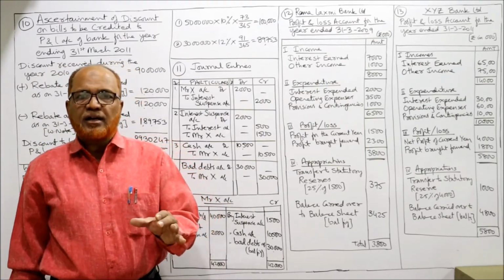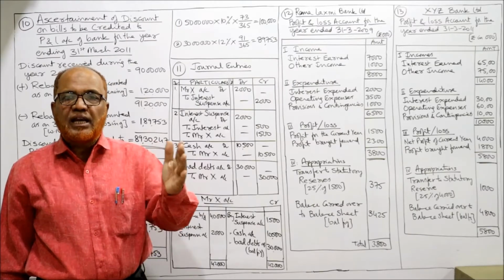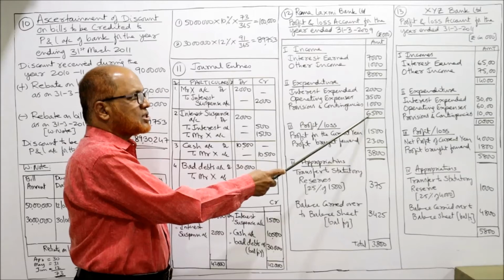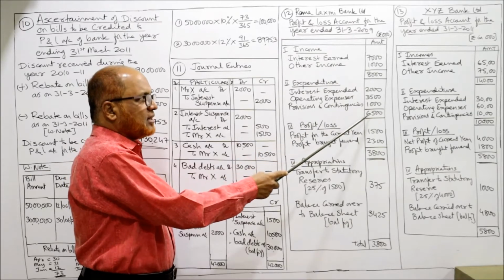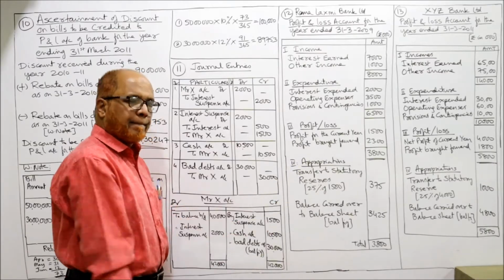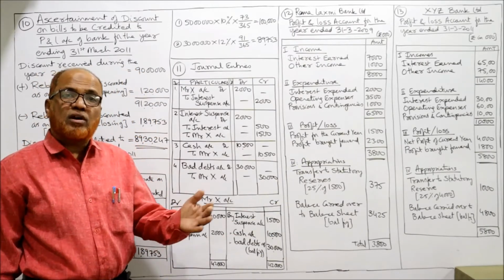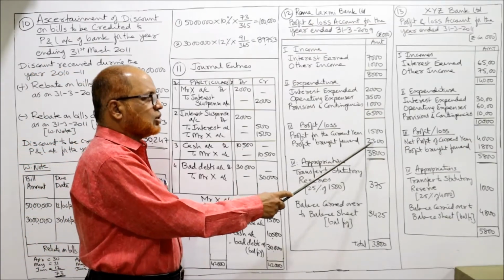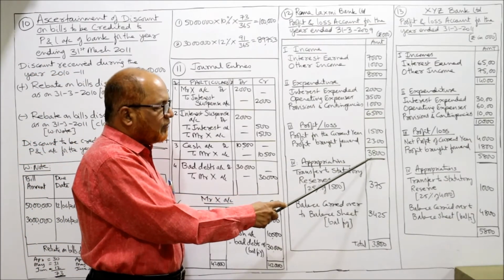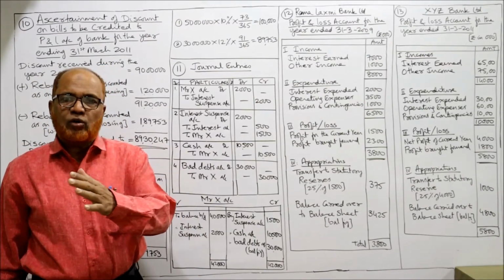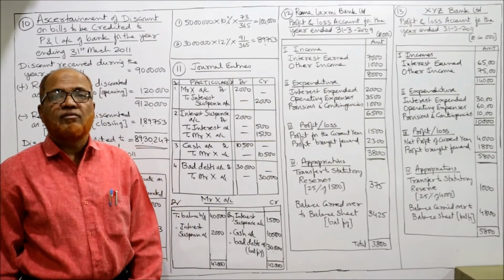So during the current year, how much profit earned? Income minus expenditure. Income 8,000, expenditure 6,500. 8,000 minus 6,500, you will get 1,500. This is the profit for the current year. Now profit brought forward from last year, that is given in the problem. The profit brought forward is 2,300. The total profit is 3,800. Now from this 3,800 we have to make the appropriations.